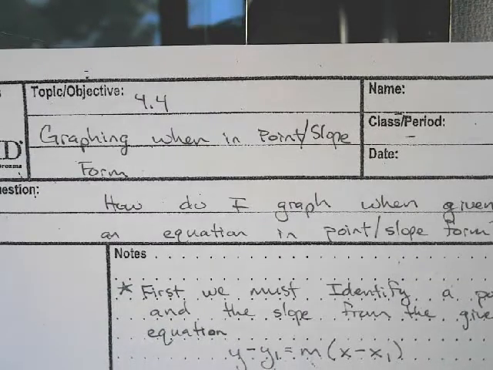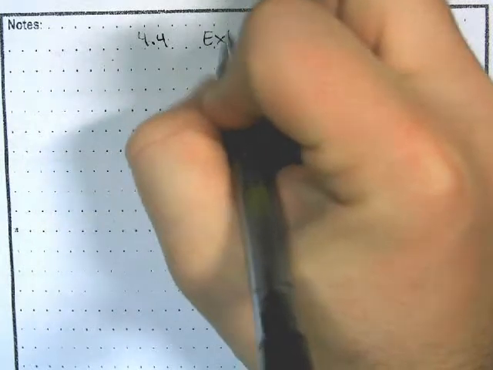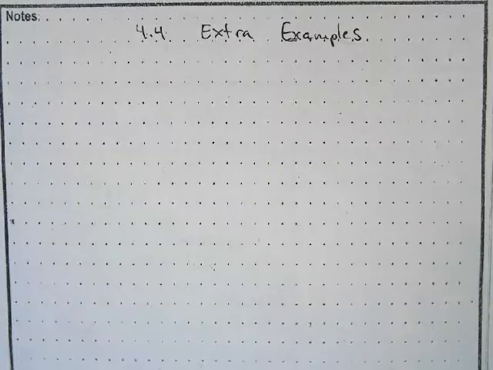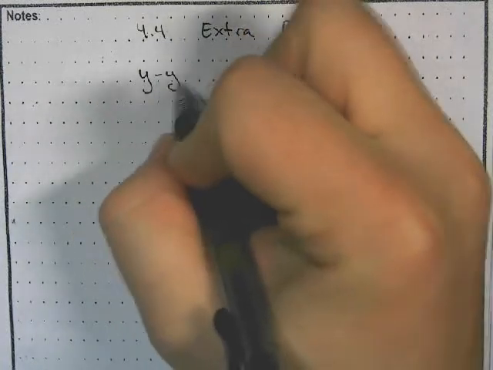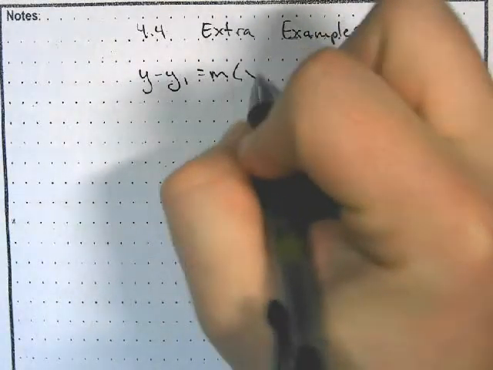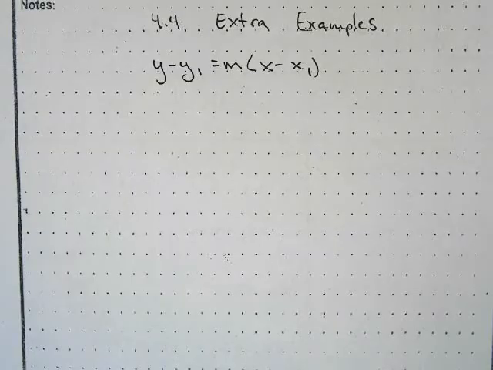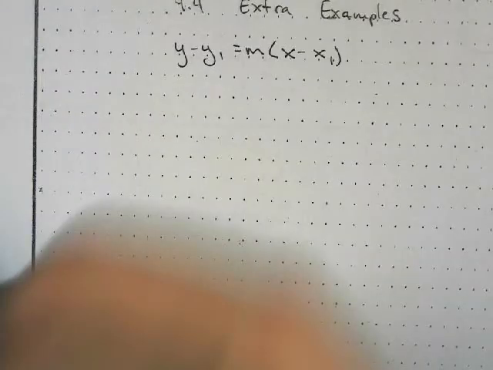In this video we're going to look at some extra examples. So I'm on 4.4, graphing when in point slope form, extra examples. So again, that main idea is this whole identifying. So we know we're trying to identify pieces from this equation. And the key idea that we need to keep in mind is that opposite idea. That's what helps us find our x1 and our y1.